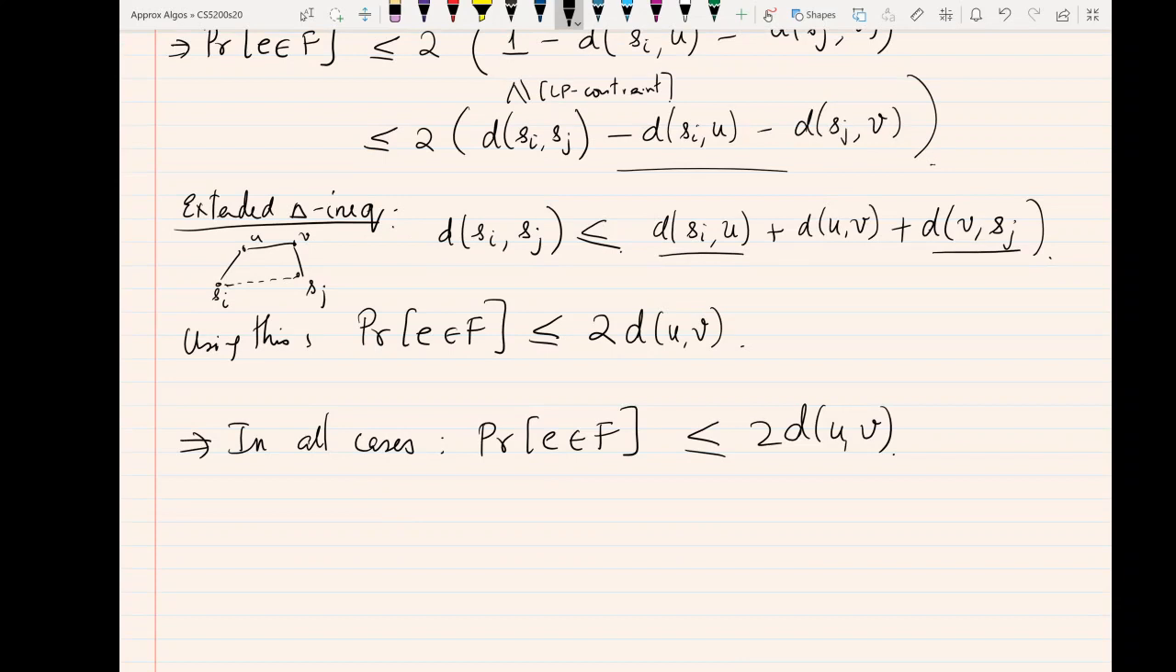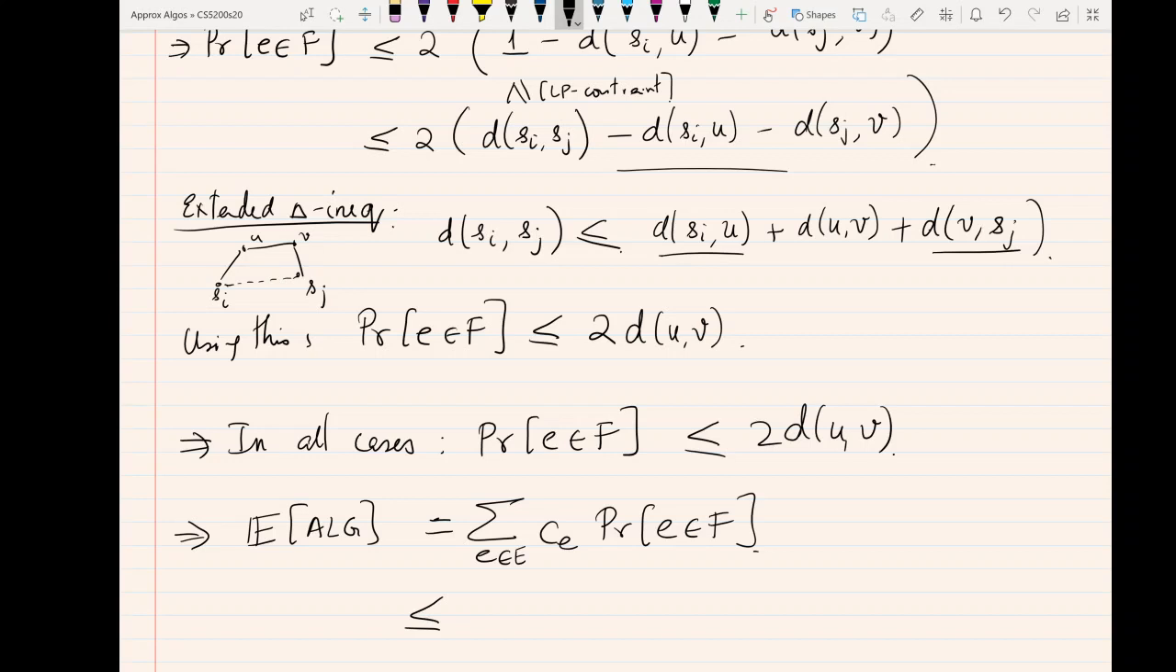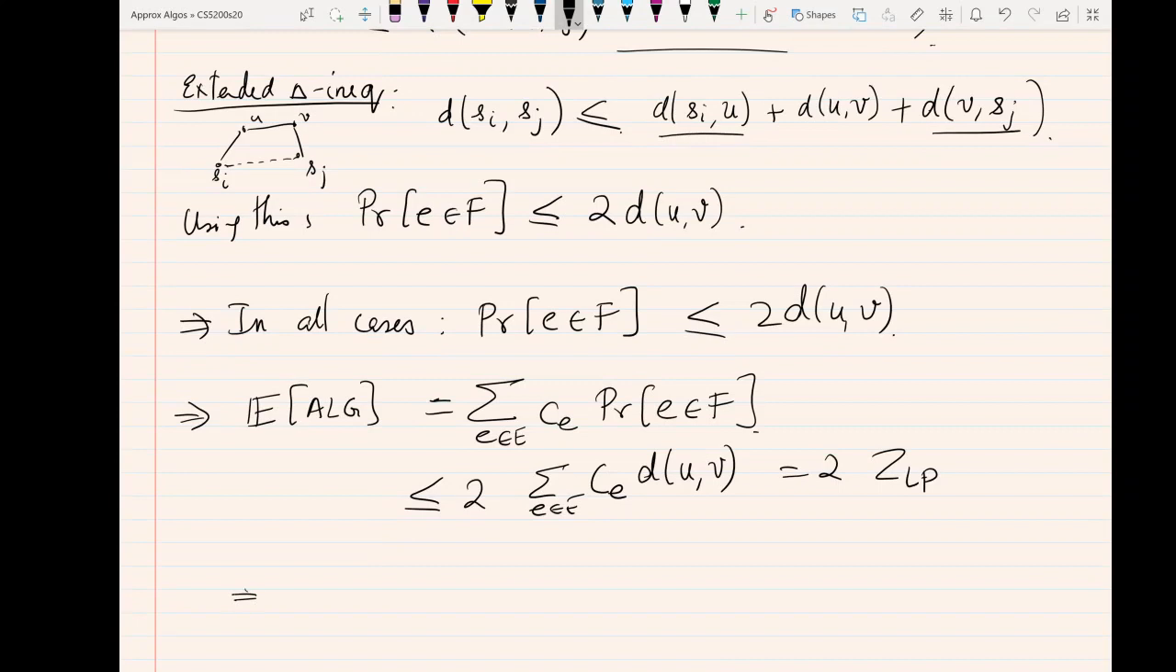Now if we introduce indicator random variables just like in the ST min cut, I'm not going to write that out explicitly, the expected value of the weight of the edges, or the cost of the edges output by the algorithm, is equal to summation over edges CE, where each edge is UV, of the probability that E is in F, which is less than or equal to 2 times summation CE of UV, which is twice the LP value. So this is a randomized 2 approximation.